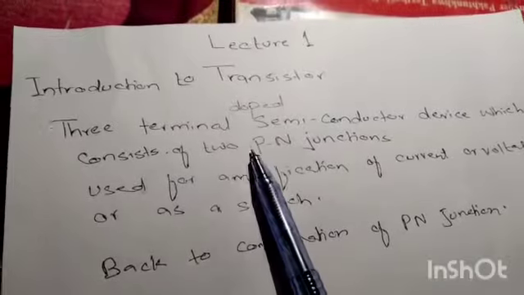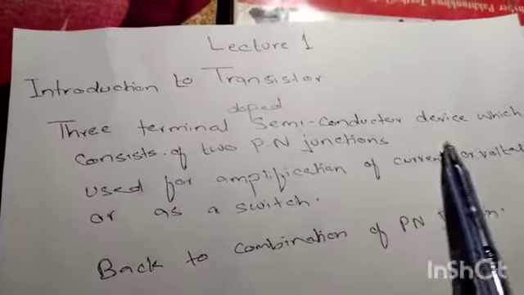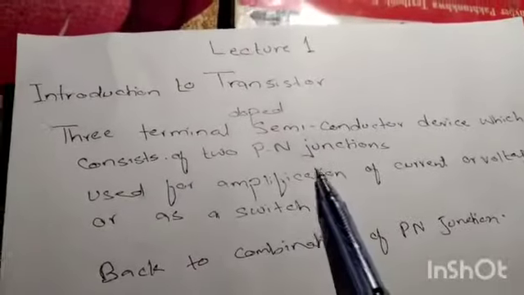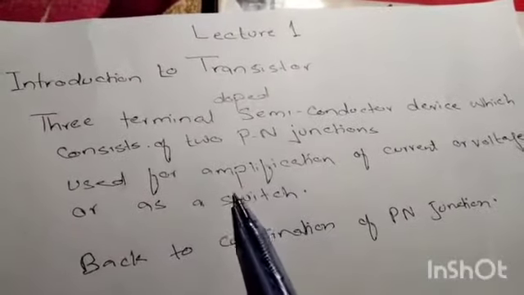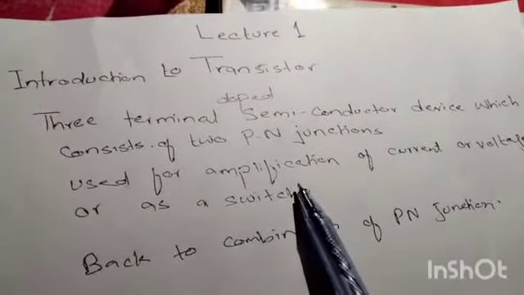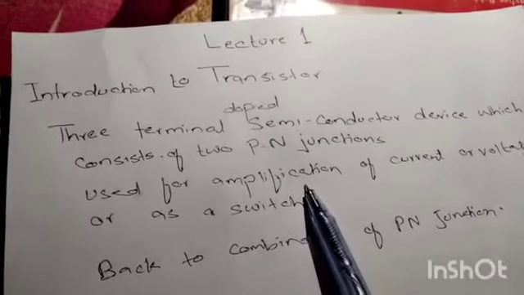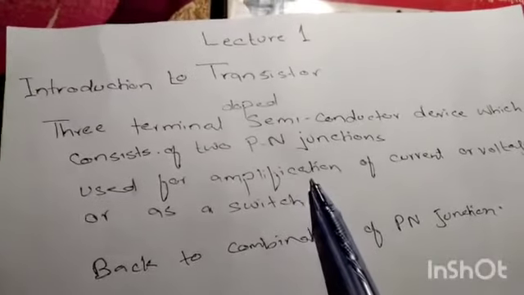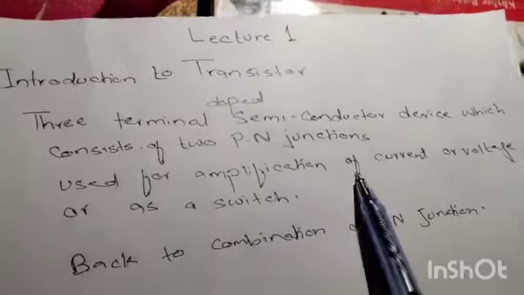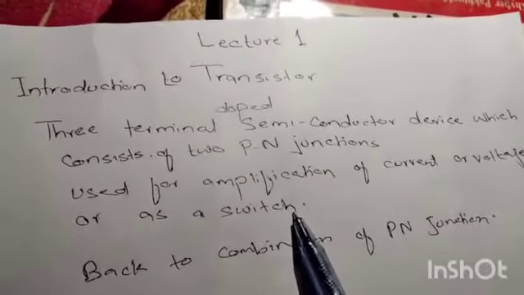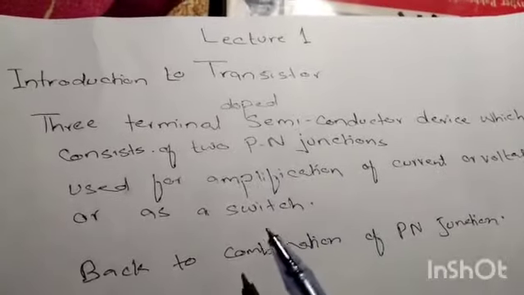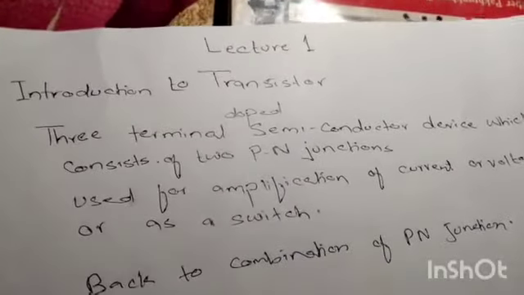In this lecture we discuss the transistor. A transistor is a three-terminal doped semiconducting device which consists of two PN junctions. This device is used in many electrical devices, and it works as an amplifier, meaning it is used for amplification of current and voltage, and it also works as a switch in most electrical devices like computers.